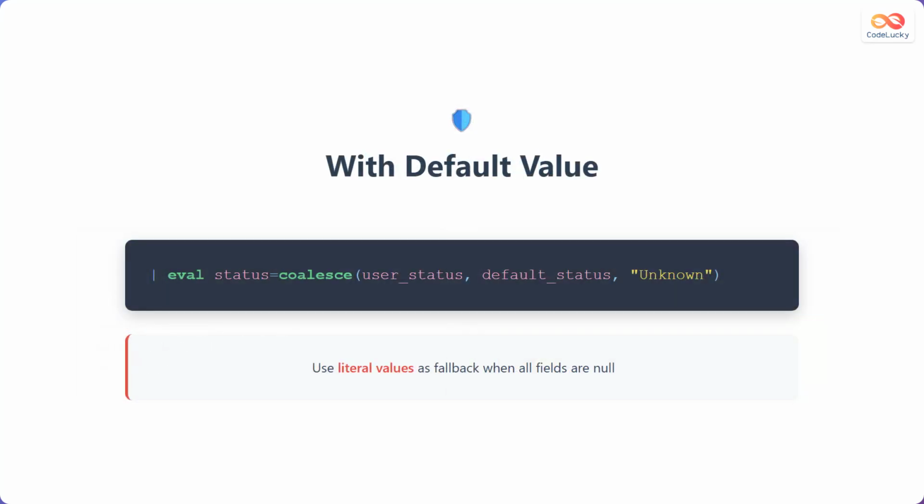You can also use coalesce with default values. In this example, we're creating a status field that checks user status first, then default status, and finally falls back to the literal string unknown if both fields are null. This ensures that your new field always has a value, even when all the source fields are empty.